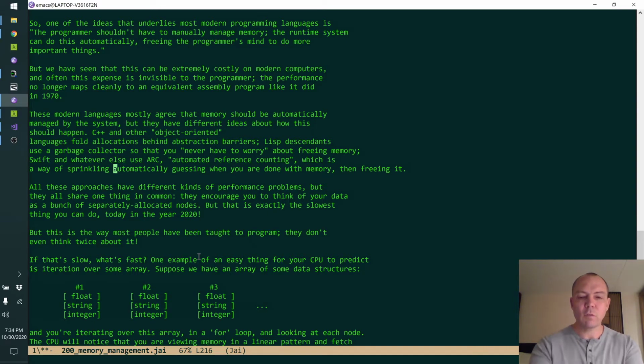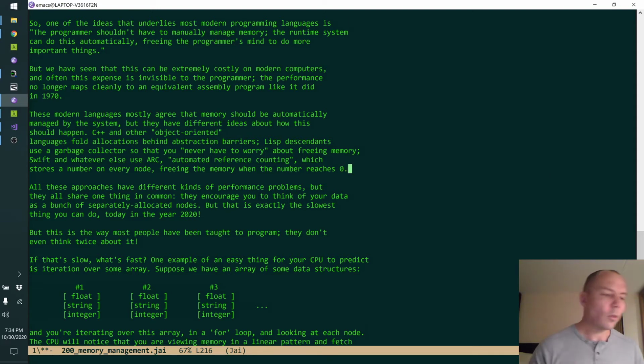Which is a way of, let's just say, storing a number on every node. I'll just give a very factual description: freeing the memory when the number reaches 0. That's also an oversimplification, but whatever. People will know.